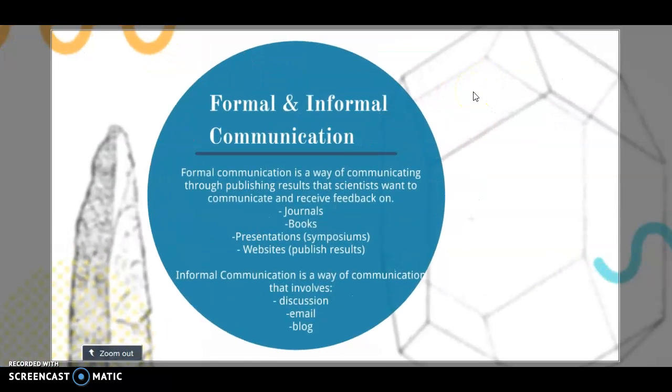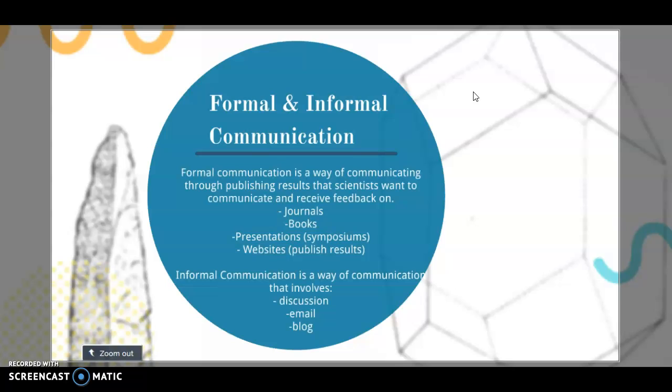There are also formal and informal communication. Formal communication is a way of communicating through publishing results that scientists want to communicate and receive feedback on from their scientific peers. They do that by publishing journals, books, and presentations. They give presentations, whether in a formal setting such as symposiums or in a classroom setting, which is also a formal way to give a presentation. They also publish their data, results, solutions, and findings on websites.